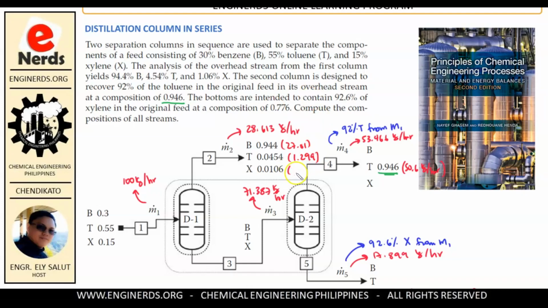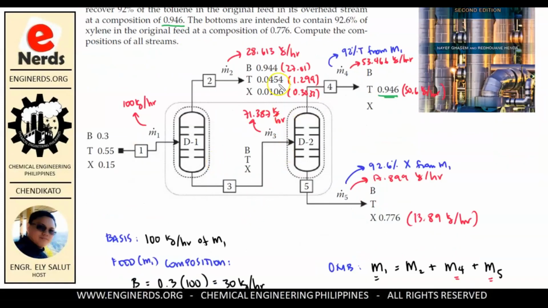And our X is 0.3033. Okay, so may values na tayo lahat ng M2 and M1. Now, using our overall material balance, we can determine the value of toluene dito sa ating M5, because we know the value of toluene sa feed, toluene dito sa ating M3, and toluene dito sa ating M4.